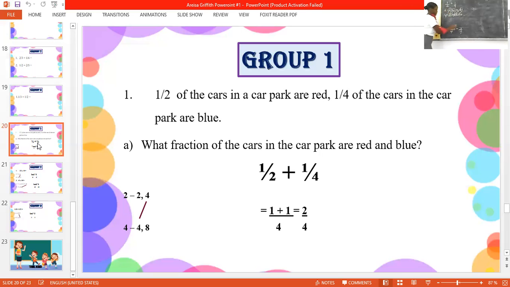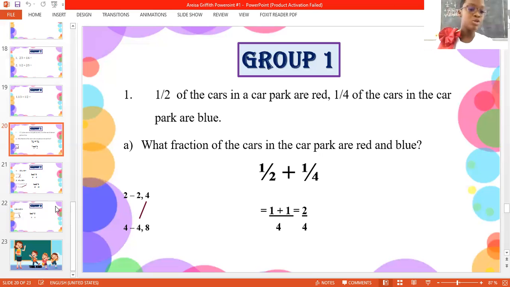So this was the correct one that you had to use: 2, because 2 is the lowest common multiple, right? So 2 into 2, 1, and 2 into 4, 2. So your answer would have been 3 over 2.